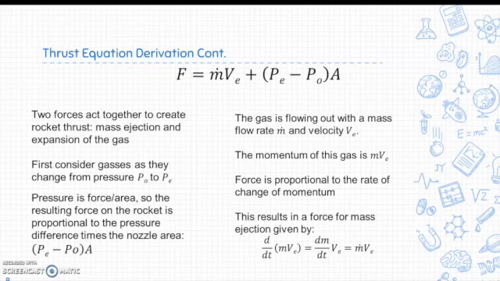The gas is flowing out with a mass flow rate, m, and a velocity, ve. And the momentum of this gas is mve. This force is proportional to the rate of the change in momentum. So this results in a force for mass ejection that's given by d over dt multiplied by mve, which is also equal to dm over dt multiplied by ve, which finally results in mve.